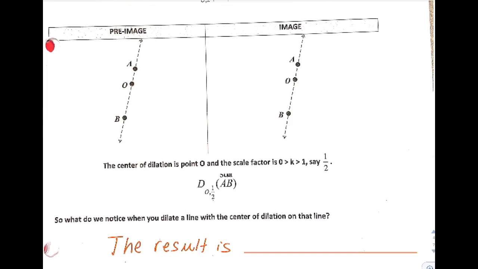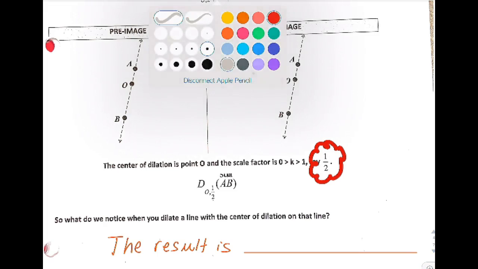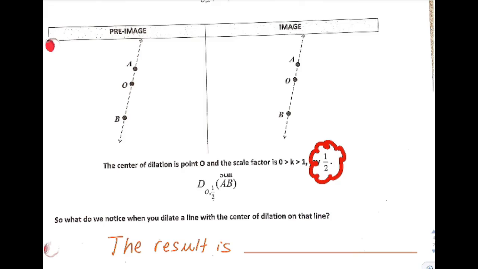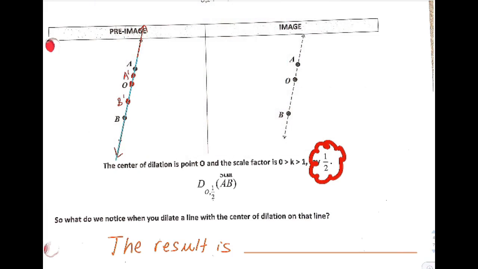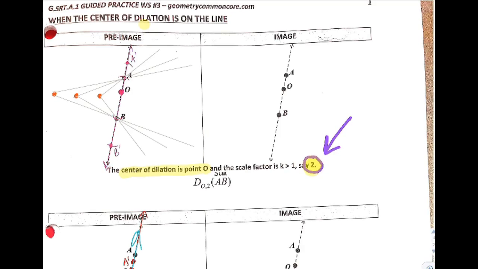The same thing happens here, except we are only dilating by a half. So if I were to take, starting at O, and flatten it out again, but this time only go halfway to A, and this time only go halfway to B, and then connect A prime through B prime, I still have a line on top of the same line, just like I did on this one above.